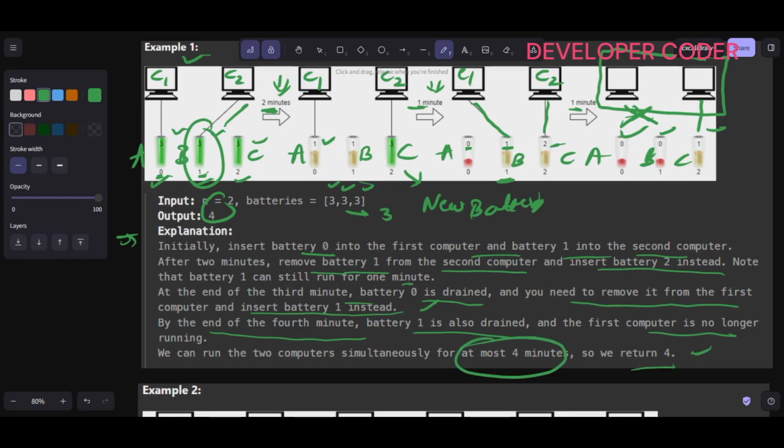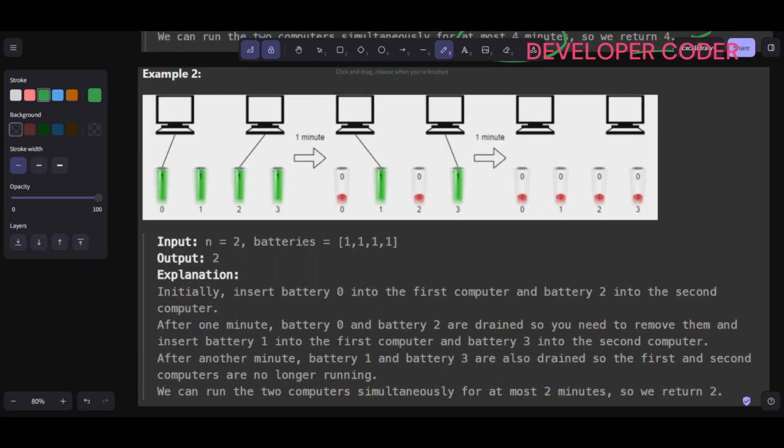That's it. So here let's go over this example too quickly. n is equal to 2, so we have two computers, C1 and C2. And we have 4 batteries, so let's say battery A, B, C, D. In 1 minute, let's say I use A and C, so both are going to become 0. So 1 minute has passed. Now in the next minute I plan to use B and D. So again 1 minute passed and now all batteries are drained.